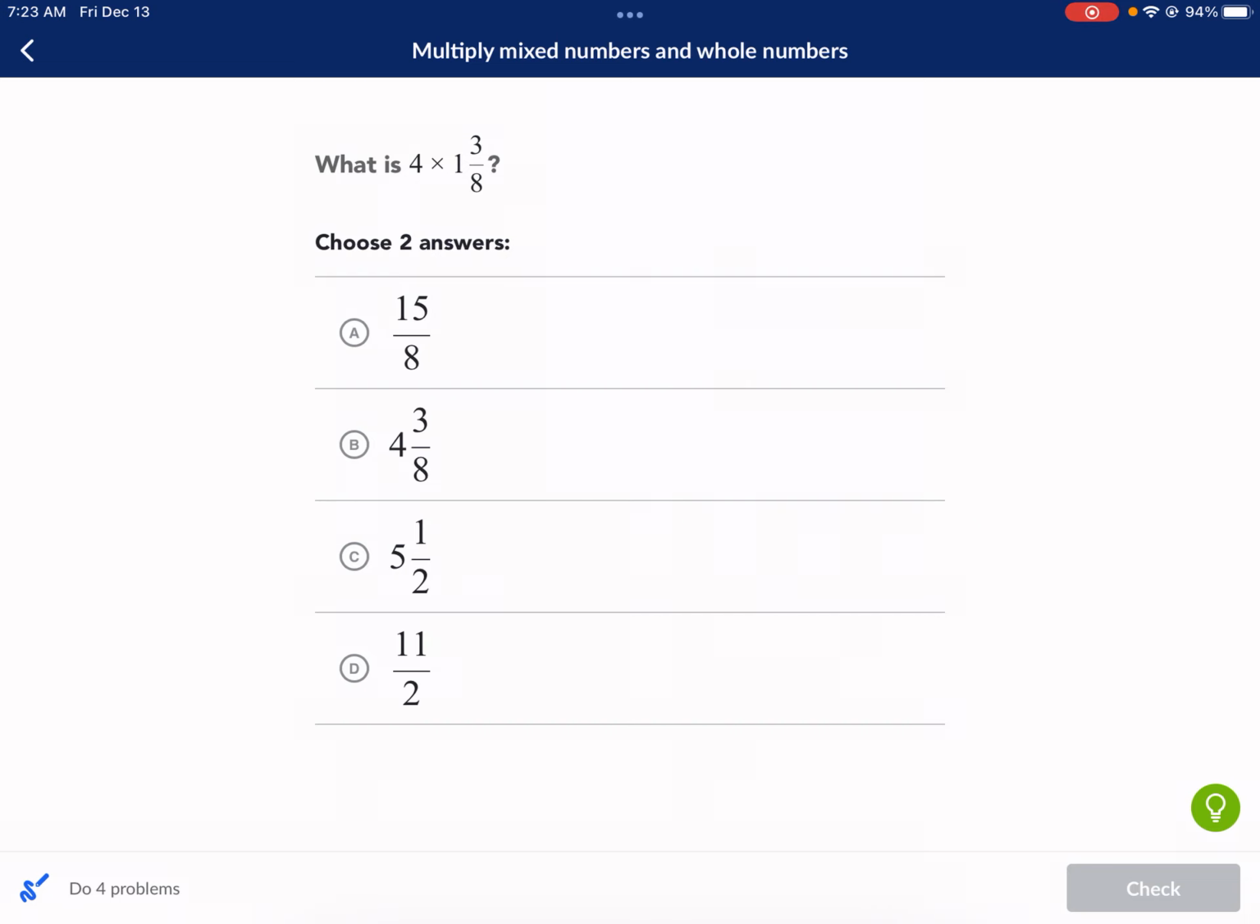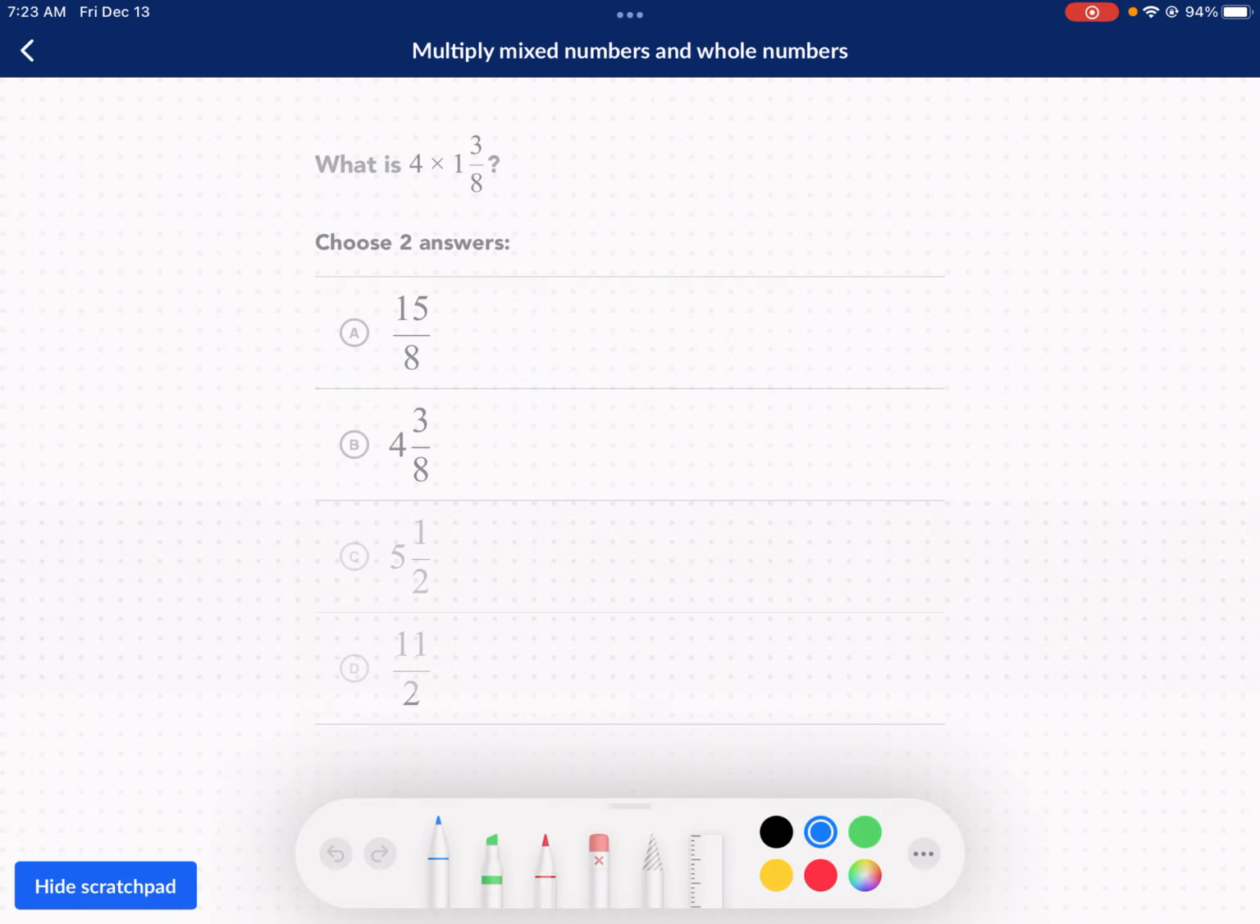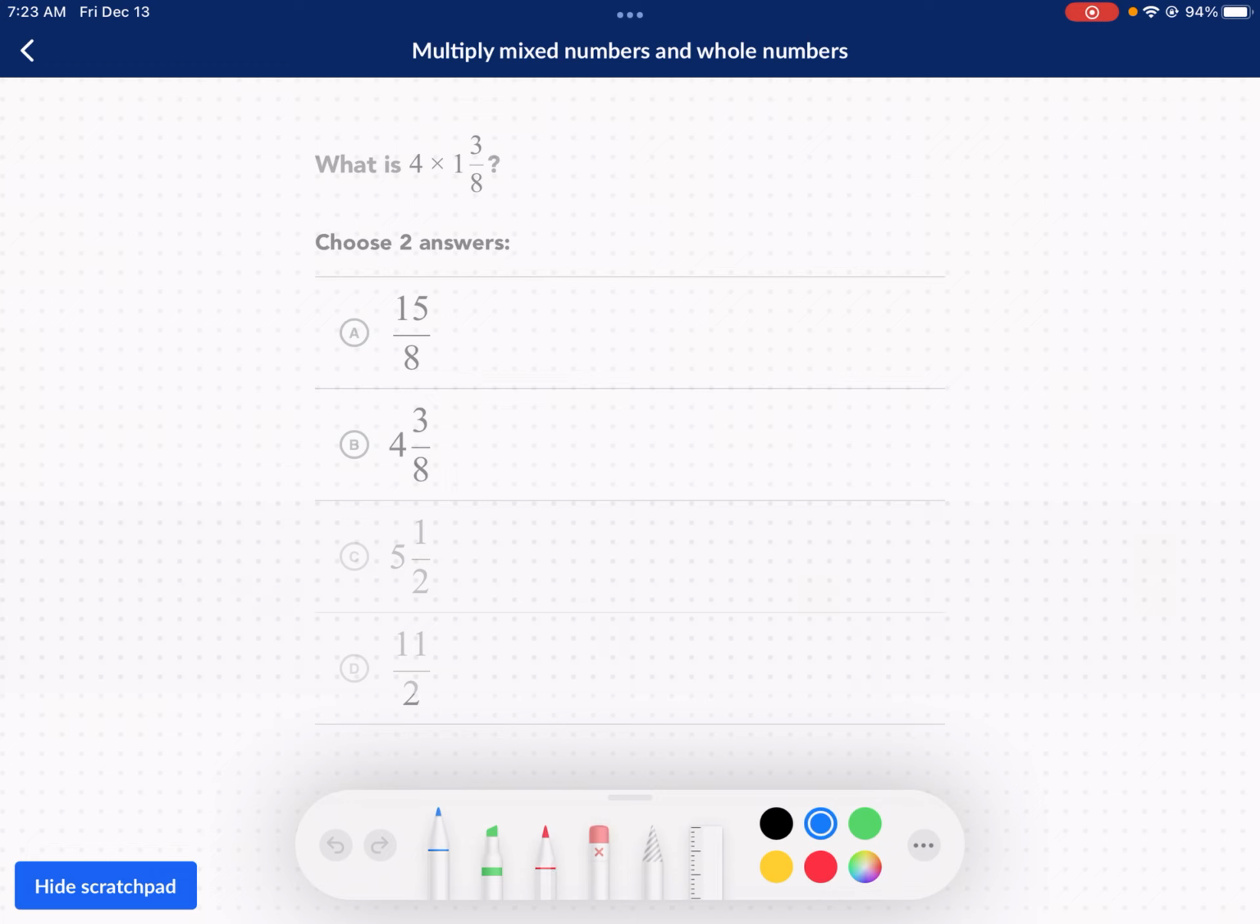So what is 4 times 1 and 3/8? Seemingly this might be hard. If you're just learning about multiplying fractions, this seems like it's difficult. It's really not that bad, and I'm going to give you 2 key steps that will make it easier.